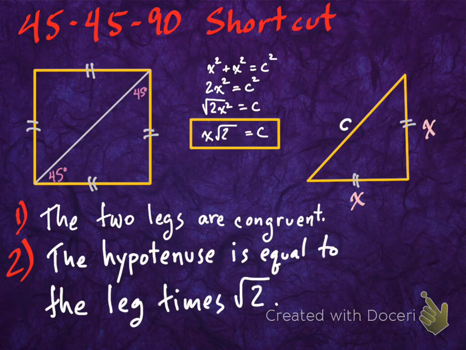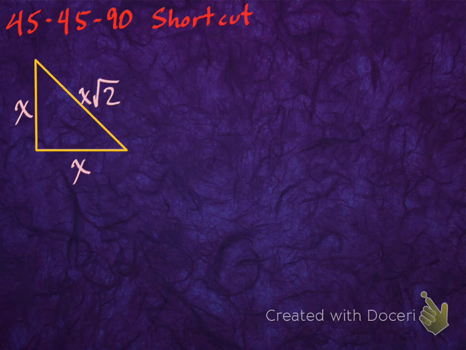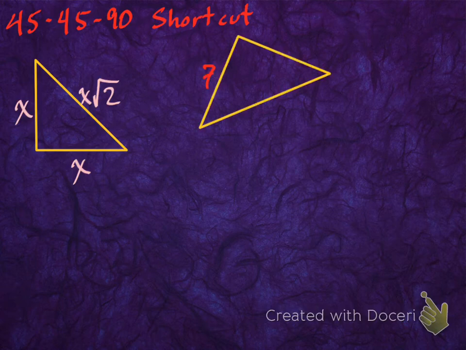All right, so let's take a look at that one now with a couple of, like I say, easy kinds of examples. There's the picture, the classic presentation of the 45-45 right triangle there, x, x, and x root 2. And let's say I have a 45-45 right triangle. One leg is 7. Well, that means the other leg is 7, and the hypotenuse is 7 root 2. It's that simple. There's really not a lot going on here.